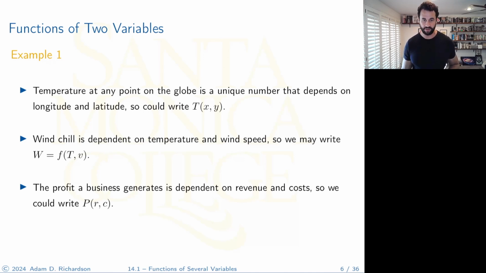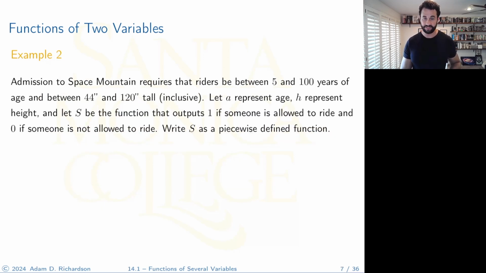Okay, so where am I? There it is. Oh yeah, so here's a good example. We can talk about a two variable function in this regard. We'll say admission to Space Mountain at Disneyland requires that riders be between the ages of 5 and 100 years old, and they have to be between 44 inches and 120 inches tall, inclusive. So 44 and 120 are included, which is quite large, by the way. So that's less than 4 feet, and this is 10 feet. So if you're more than 10 feet, you can't ride the ride.